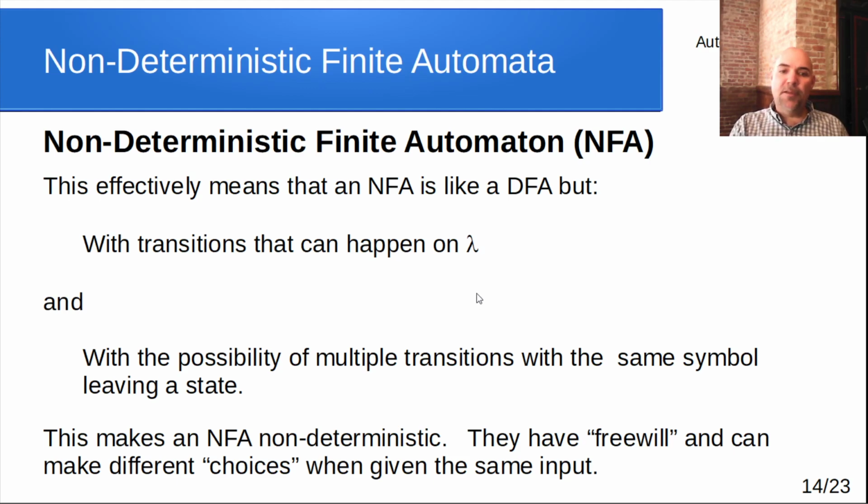They have a choice whether to take the lambda transitions or not, or which lambda transition to take if there's more than one. And if there's more than one edge leaving a state labeled with the same input symbol, they have a choice as to which one of those to take. So when we give them input, they can make different choices given the same input. They could choose on an A this time I'm going to take this lambda and then the A. On this other time I'm going to go this other route and take a different lambda and then use the A. We're giving them, in a sense, this free will.